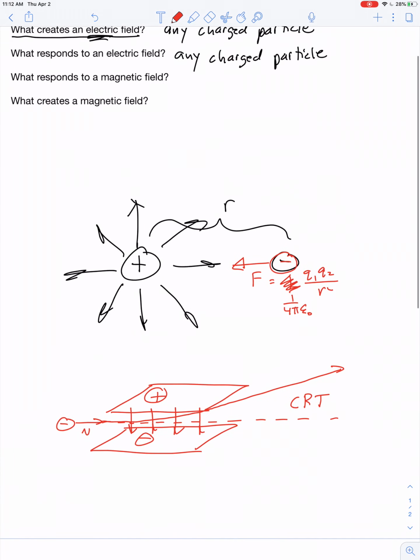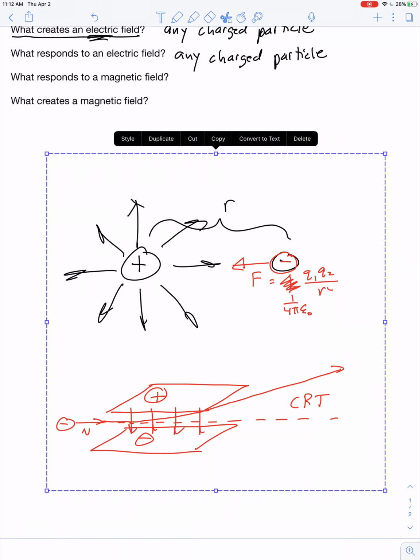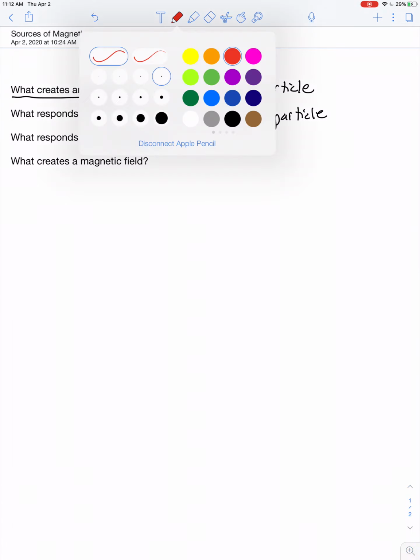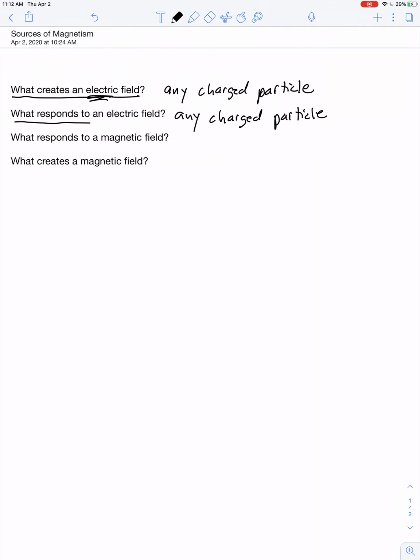All right, so the answer to both of the questions, what creates an electric field and what responds to an electric field, are the same thing, any charged particle. Now, what responds to a magnetic field? What will experience a force when it's placed in a magnetic field? Charge in motion.